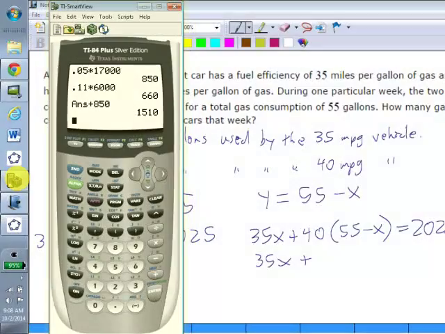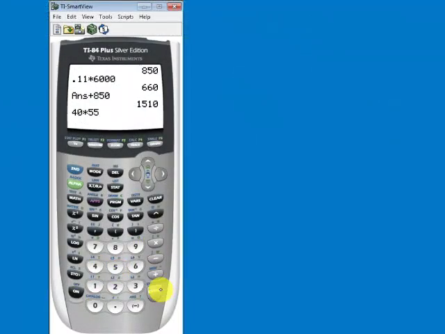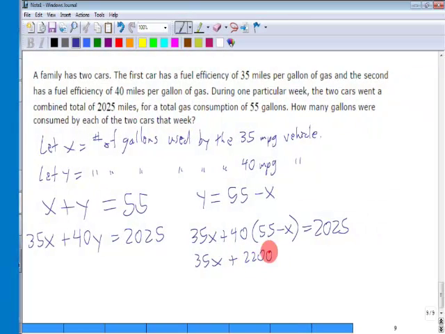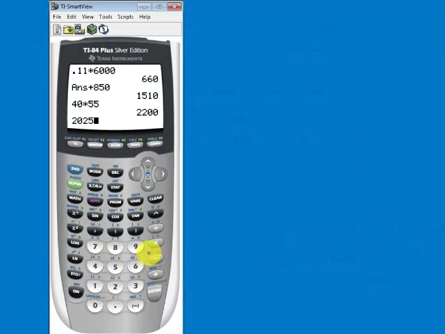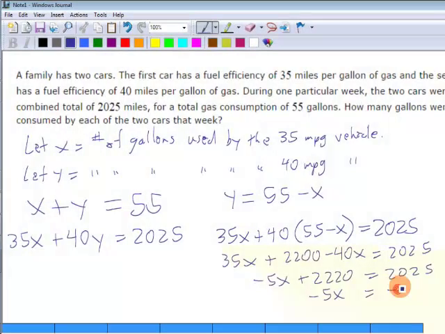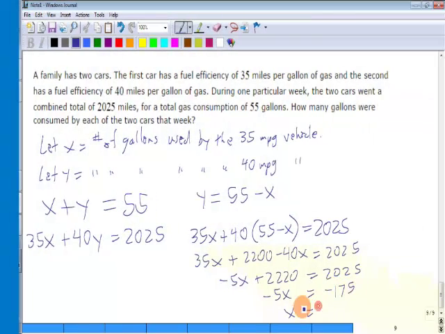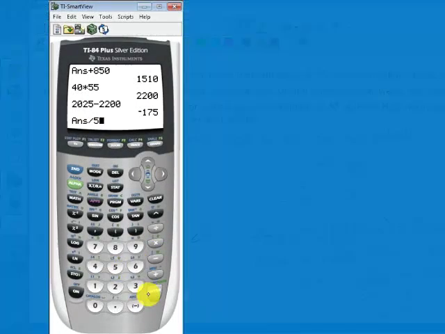35X plus 2,200 minus 40x equals 2,025. Combine like terms, get negative 5x plus 2,200 equals 2,025. Subtract 2,200 from both sides. Get negative 175. And then divide both sides by negative 5 to get 35.